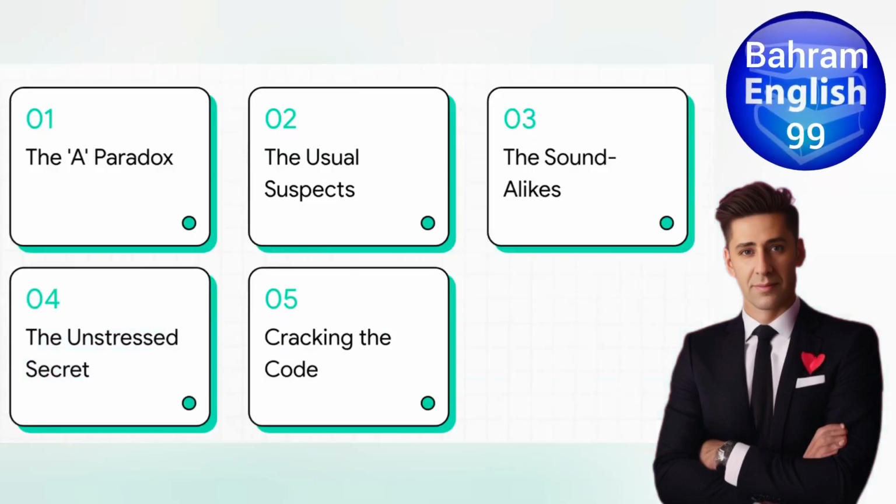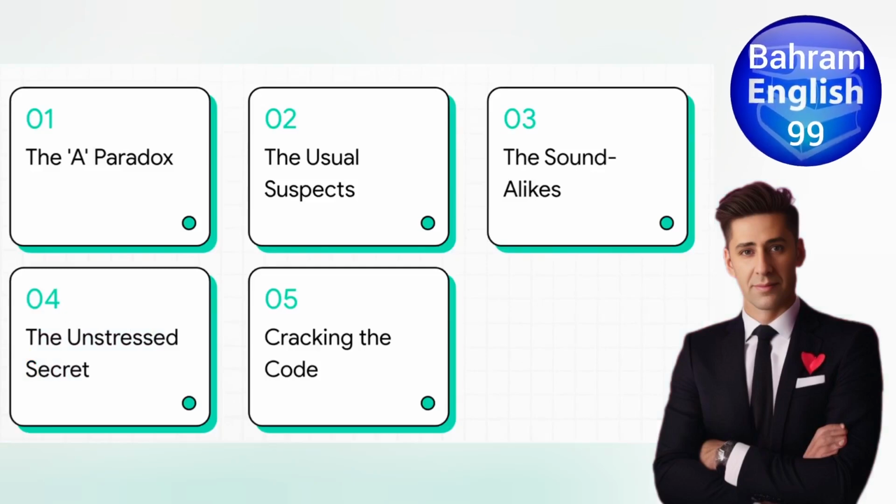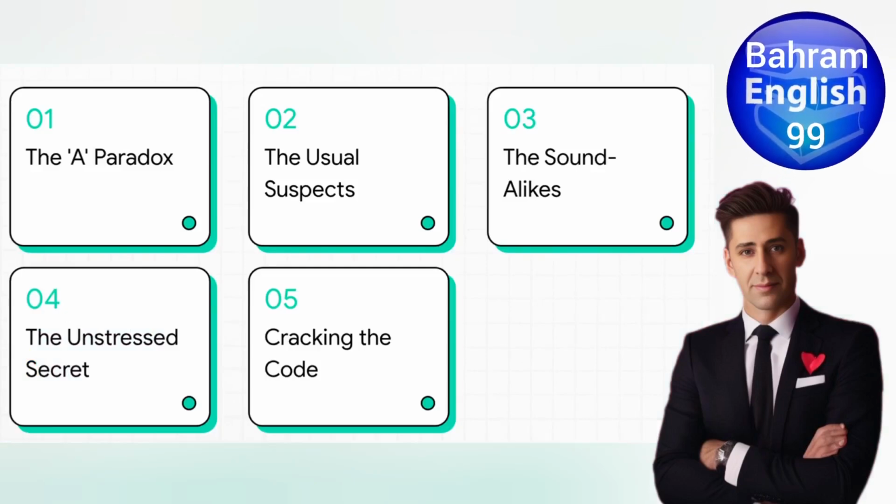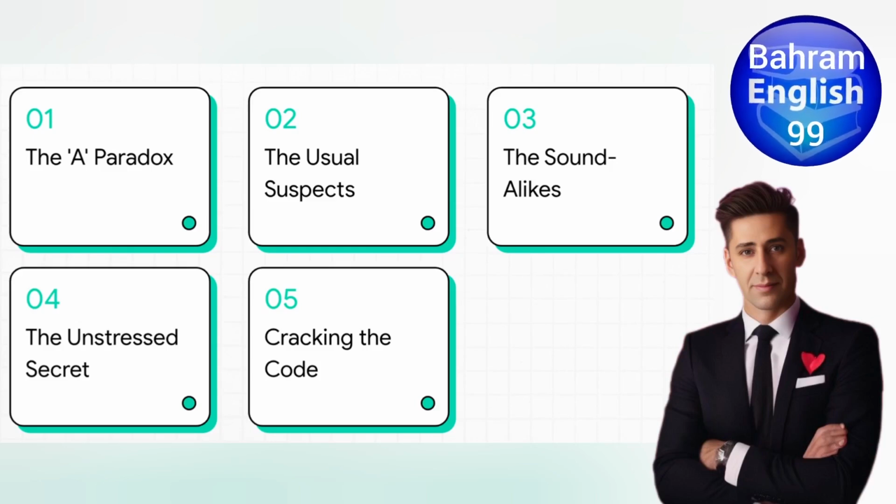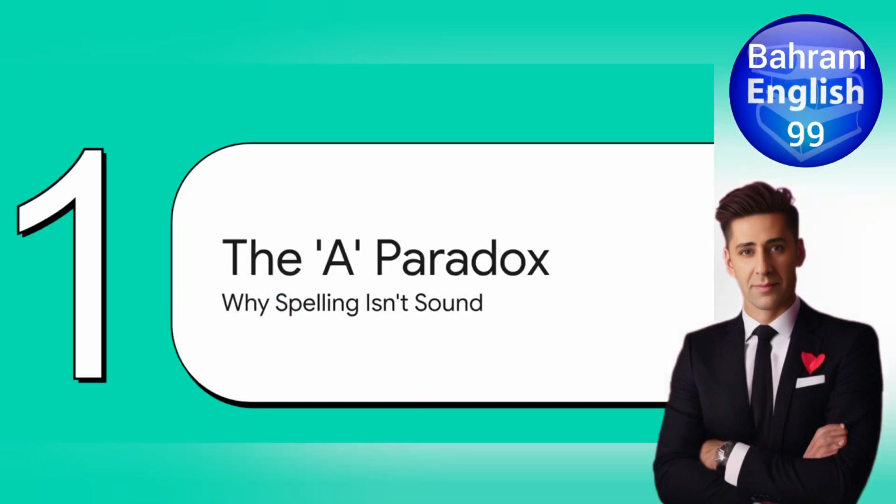So here's our game plan for cracking this thing. First, we're going to look at the A paradox. Then we'll round up the usual suspects. After that, we'll dive into the sound-alikes, uncover the unstressed secret, and finally, we are going to put it all together and crack this code. Okay, first stop, the A paradox.